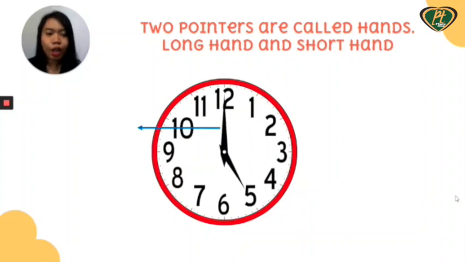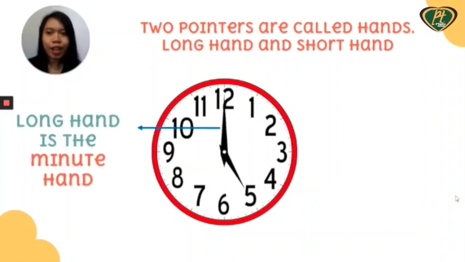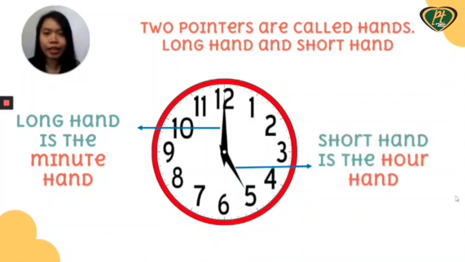This is the long hand. Long hand is called the minute hand. Jadi tangan yang panjang dari jam ini disebut sebagai minute hand because it shows us the minute on the clock. And then the short hand is called hour hand. Jadi tangan yang pendek pada jam ini disebut sebagai hour hand karena menunjukkan jam.